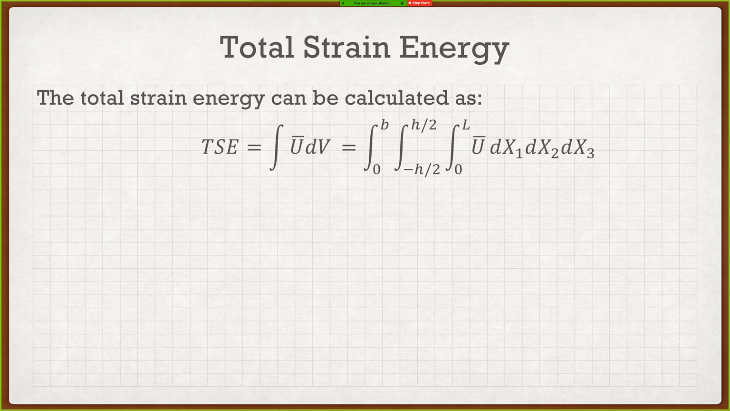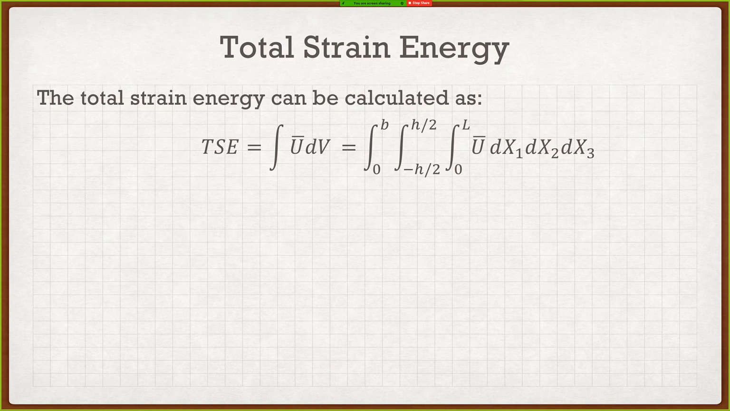And all I'm doing is integrating with respect to all the dimensions of the beam. If we look at the first integral on the very left-hand side, from 0 to b, I'm just integrating over the thickness of that beam, that in-plane thickness, or the x3 direction. In the middle integral, I'm integrating from negative h over 2 to h over 2. As we know, that's the height of the beam, so I'm just integrating over the height of the beam. And finally, the integral on the most right-hand side, from 0 to L, I'm integrating over the length of the beam, so in the x1 direction.